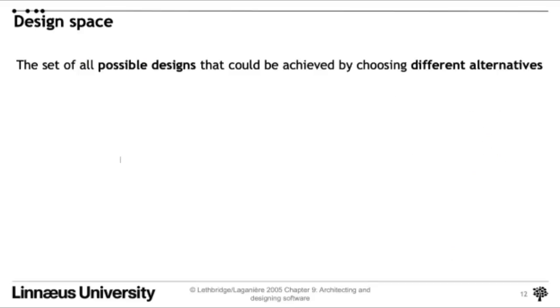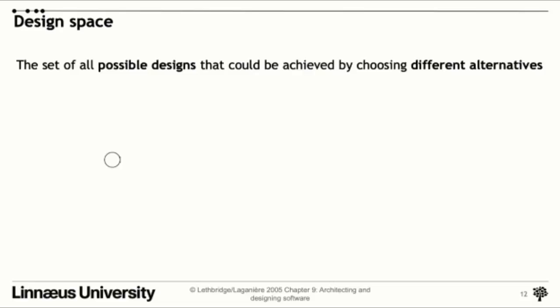Okay. So let's start discussing. We say that for every single issue, we need to list a list of design options, and then we need to pick the best option. The set of all possible designs that could be achieved by choosing different alternatives is called the design space. So what is a design space? Let's see. Let's suppose we have a starting point. Okay, we need to create a design for our application.